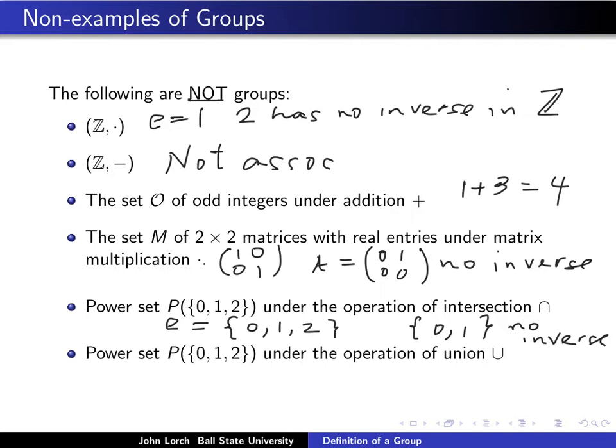What about union? Well, under union, the identity would be the empty set, right? If you take any set and you take its union with the empty set, you just get that set back again. So the identity would be the empty set. But then, as in the previous example, lots of other sets, like for instance {0, 1}, again, this is not going to have any inverse because there's nothing I can union with {0, 1} to obtain the empty set. So this has no inverse.